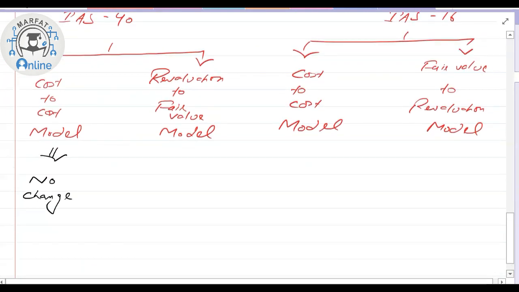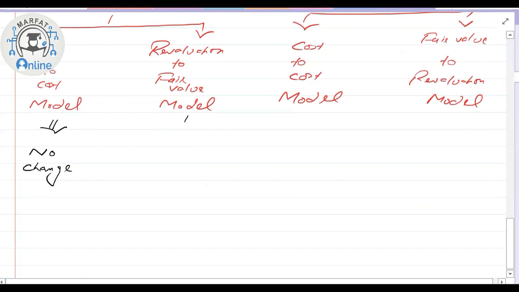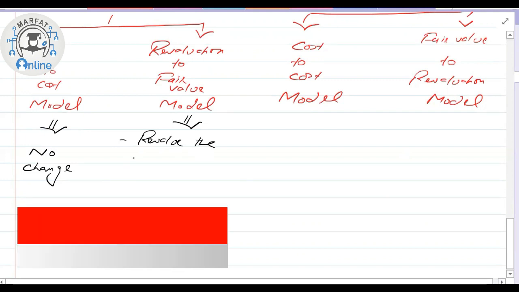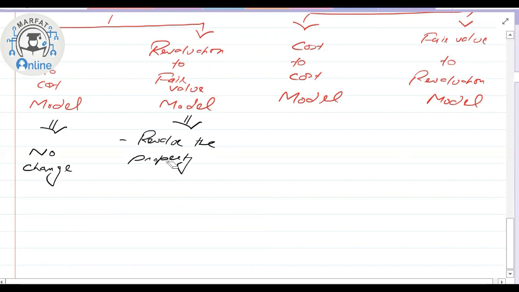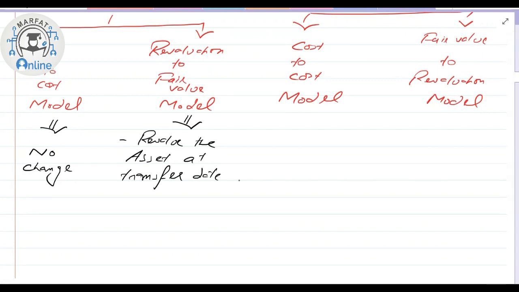If it is transferred from revaluation to fair value model, then revalue the property, or you can say revalue the asset, at transfer date. Like the date on which you are transferring the asset from IAS-16 to IAS-40, it should be revalued. Now revalued means that it should be brought to the market value. Revalue the asset at transfer date.